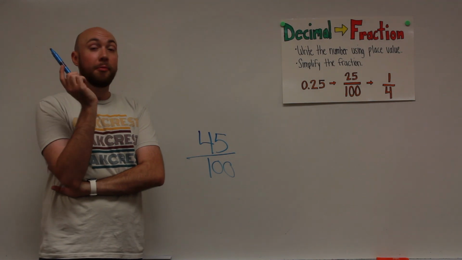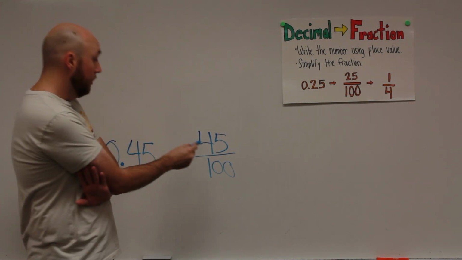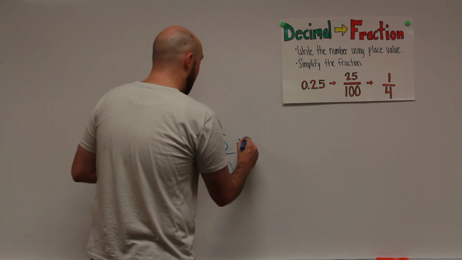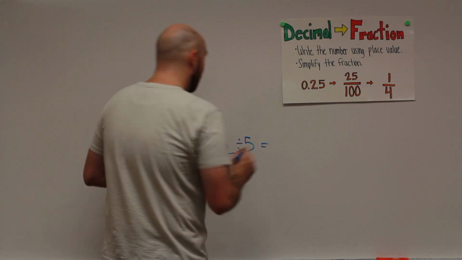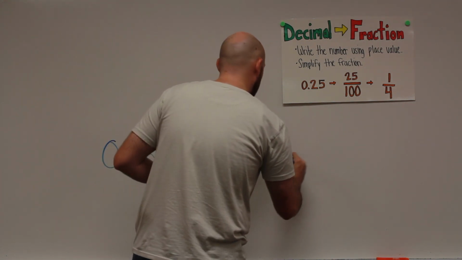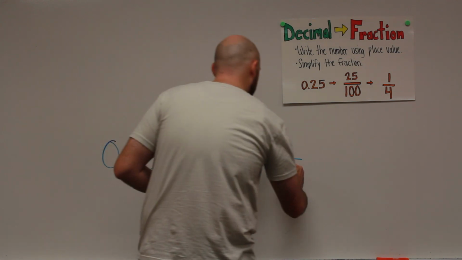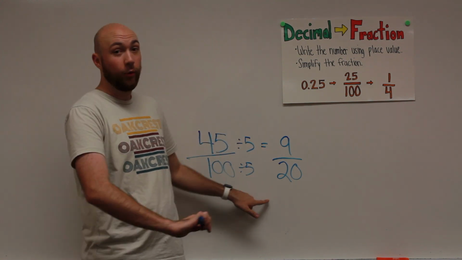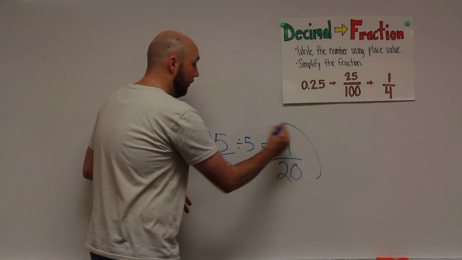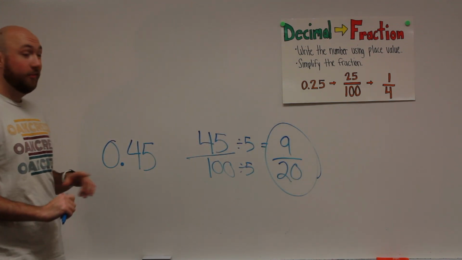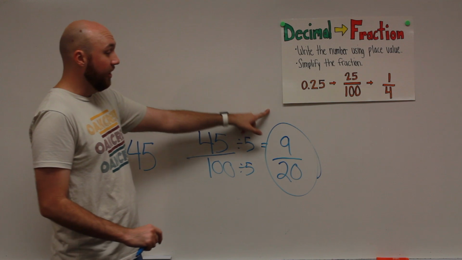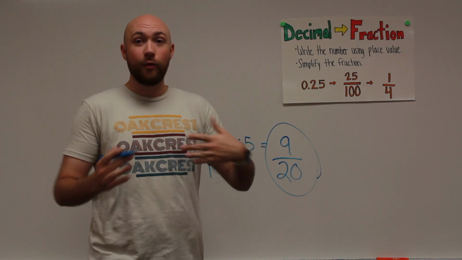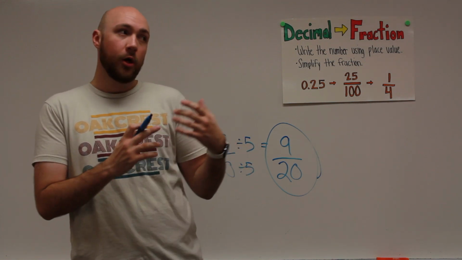If I go back to the tips I learned in that simplifying fractions video, one ends in a 5, one's in a 0. They can be simplified by 5. So I'm gonna divide both by 5, right? 45 divided by 5 is 9. 100 divided by 5 is 20. Okay, there are no common factors that go into both 9 and 20 other than 1, so I know I'm done. Right? So 45 hundredths or 0.45 as a fraction simplified would be 9/20ths.